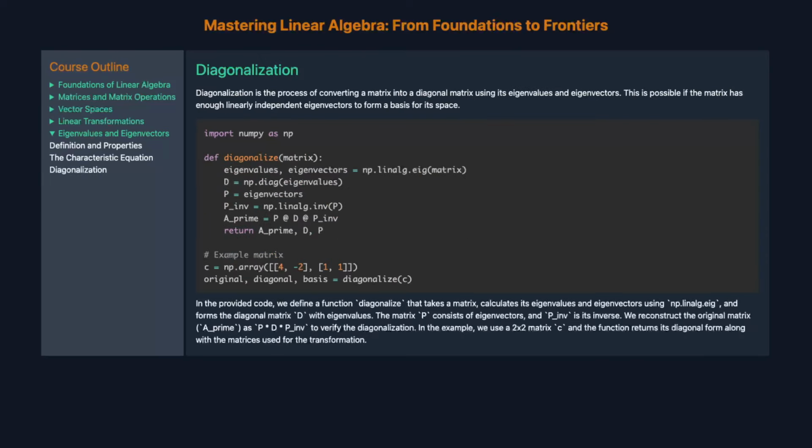Diagonalization. Diagonalization is the process of converting a matrix into a diagonal matrix using its eigenvalues and eigenvectors. This is possible if the matrix has enough linearly independent eigenvectors to form a basis for its space.